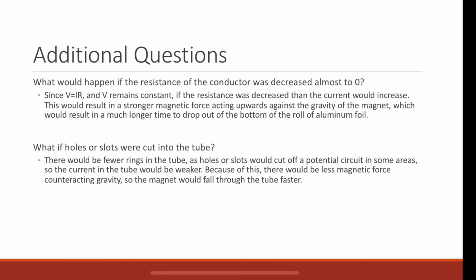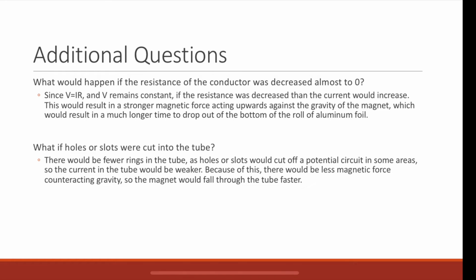Some additional questions. What would happen if the resistance of the conductor was decreased? Since electric potential is equal to current times resistance, electric potential is constant. If you were to decrease the resistance, then the current would just increase and become very large, which would mean that the magnetic force from the current would increase as well, so it would take longer to get through the bottom of the foil.